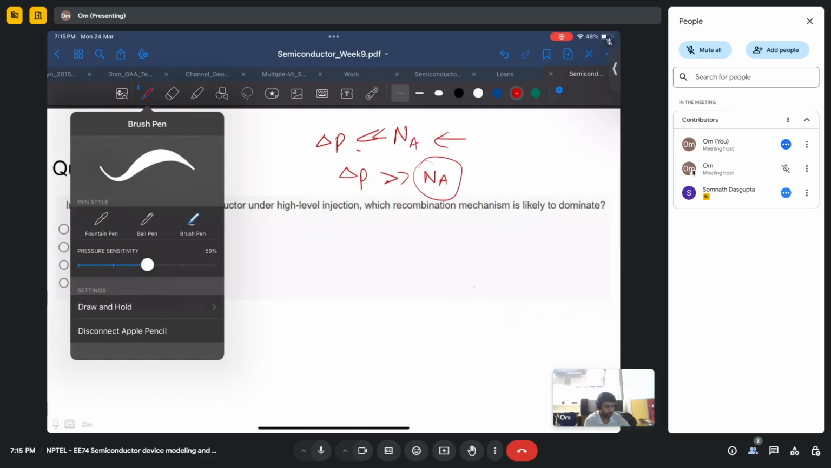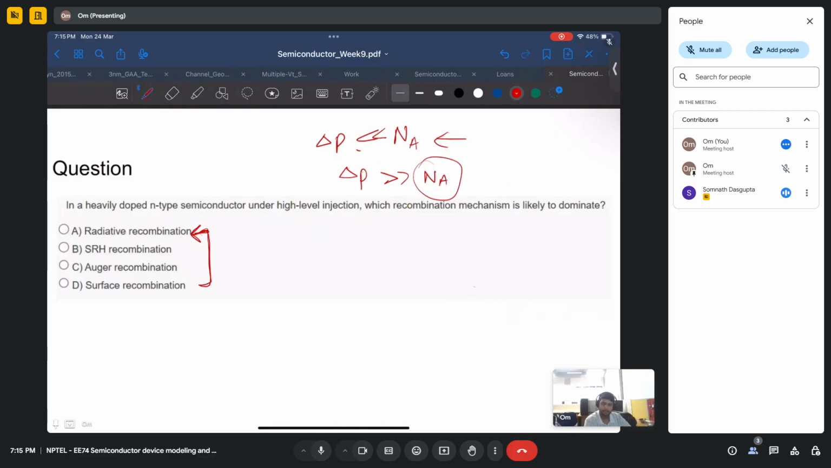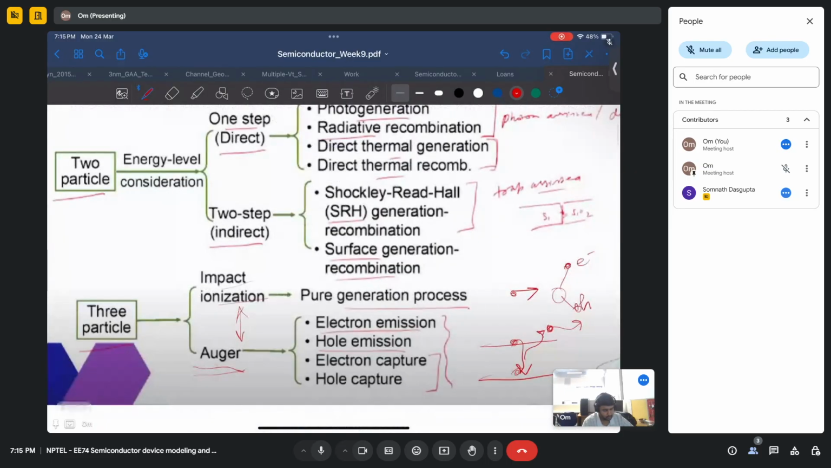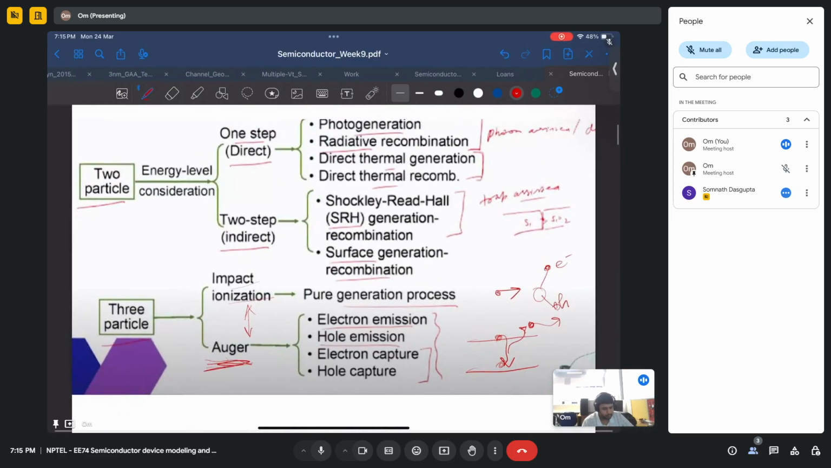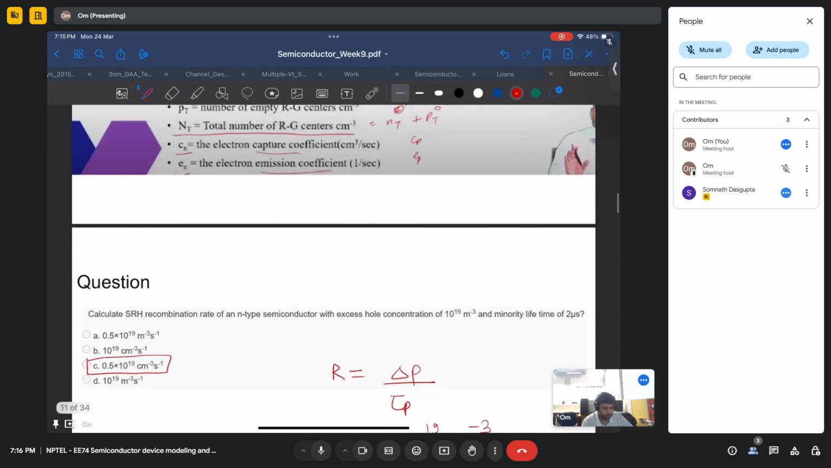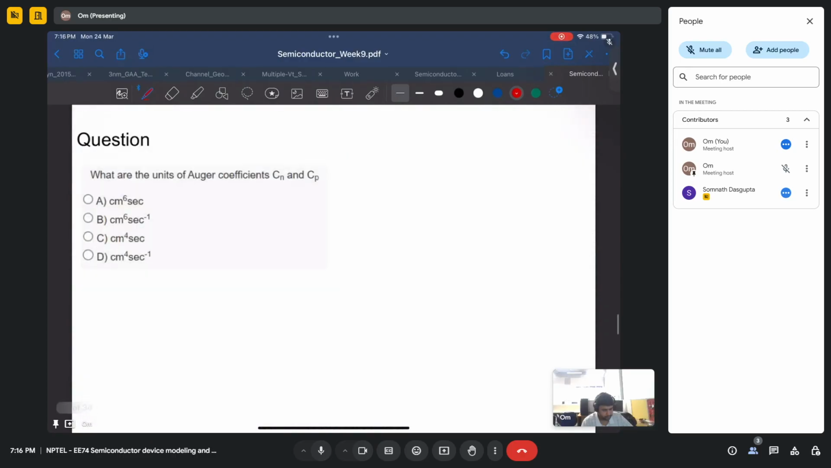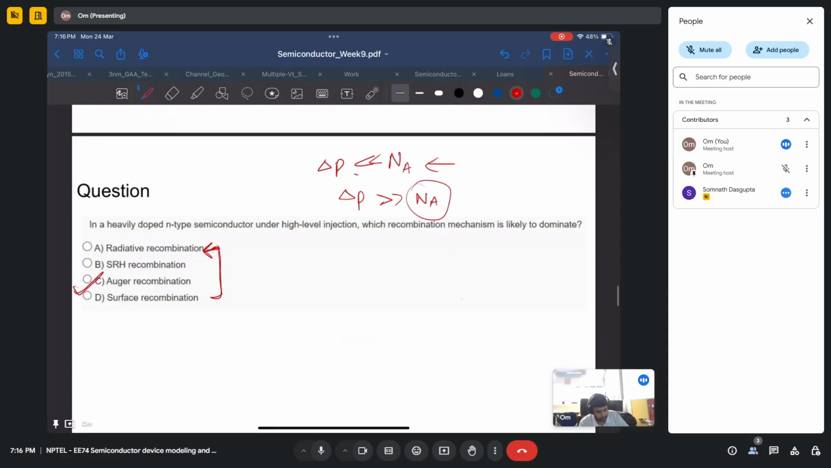Does it have anything to do with doping? So actually, if you remember, we saw certain types of recombination when we were seeing this. If you talk about Auger recombination, it is a three particle interaction. So when there are more particles, it is more likely that Auger will happen. So the answer to this is Auger recombination. It is more likely to happen when there are more carriers, since it is a multiple particle interaction.